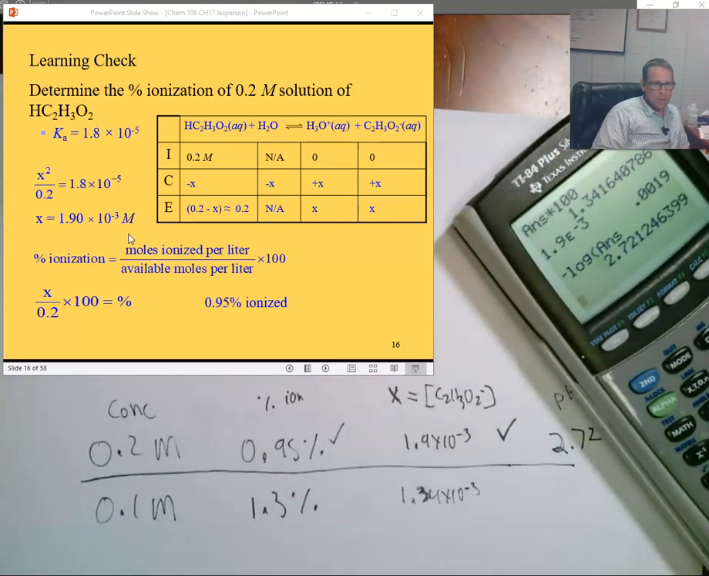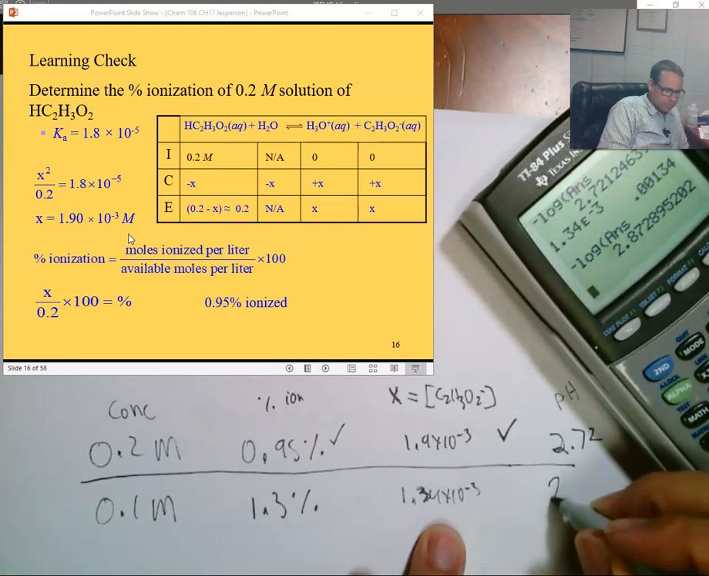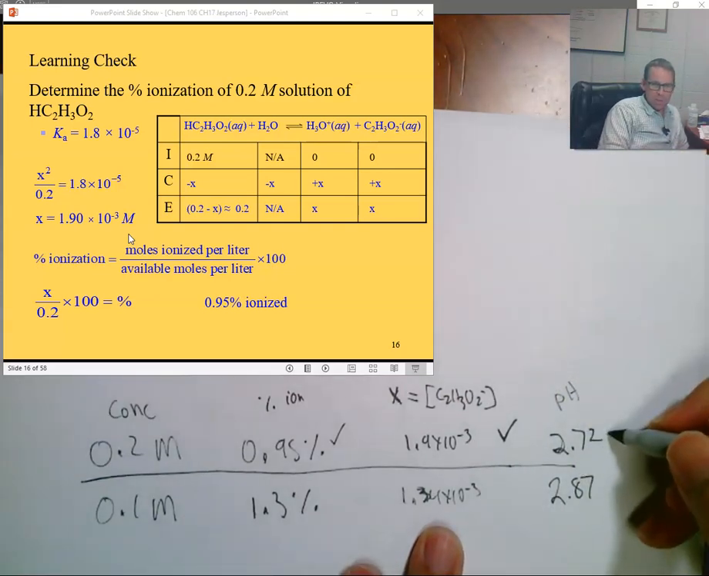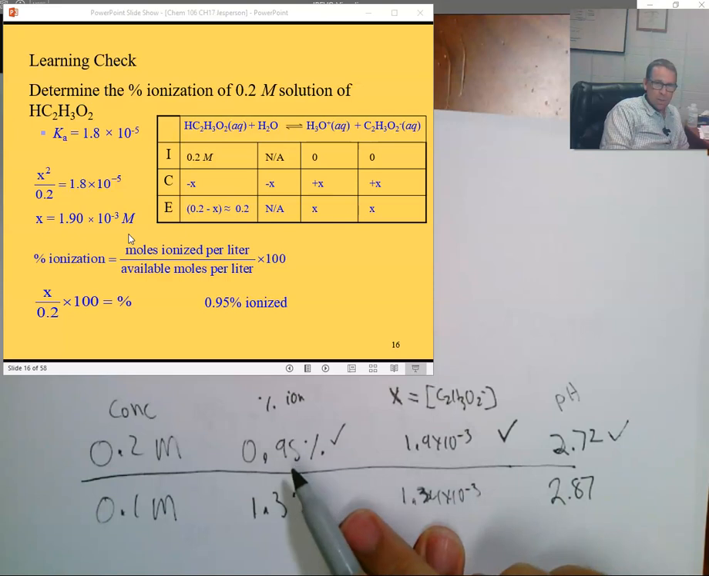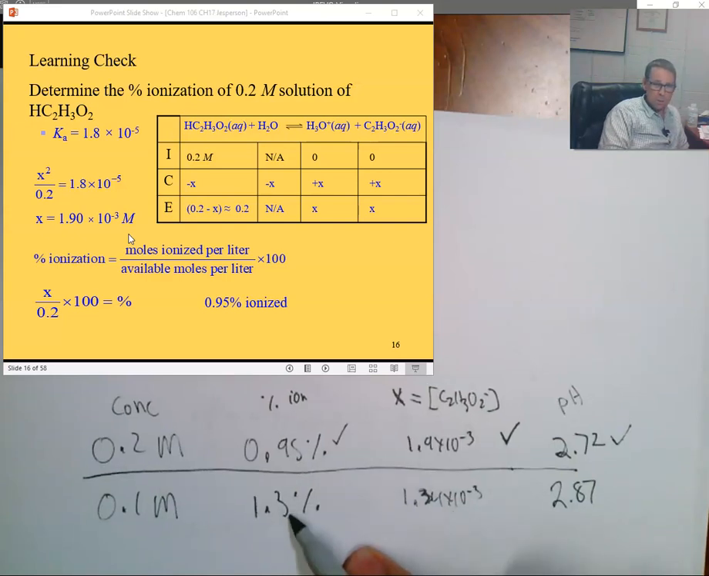Okay. Whereas our other one here, 1.34 times 10 to the minus 3, negative log of that, oh, what did I do? 2.87. So lower pH, more acid in solution, but a lower percentage of ionization. Higher pH, less acid, but more dissociation. Okay? So what's going on here?